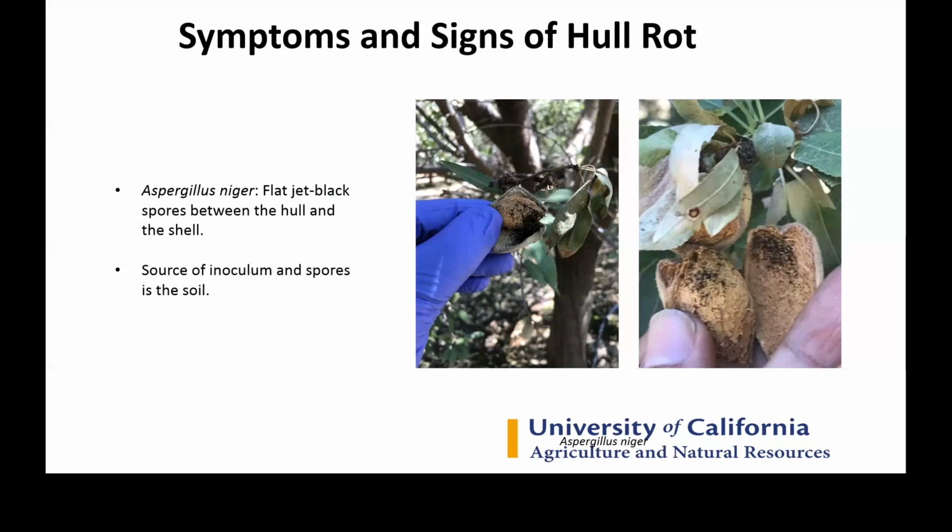So the third pathogen here is Aspergillus niger. And Aspergillus niger spores look exactly jet black. They are flat. They are not fuzzy like the Rhizopus. This is one, and usually you will see it between the hull and the shell. That's another one. And they are really dark black compared to the Rhizopus, and they look like a powder. So if you open the fruit, that's what you are going to see. And it's important also to know sometimes you will have both the Rhizopus and the Aspergillus on the same fruit.